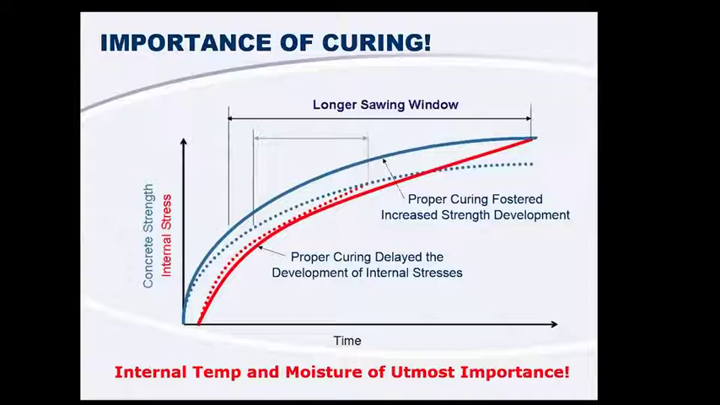So to illustrate what that does to your sawing window, when we're curing our concrete properly, what's actually going to happen is it's going to develop our strength faster. We're going to get better strength more quickly, and it's also going to delay the onset of those internal stresses. That hydration reaction is going to be going the way we want it to. That stress development is going to be delayed a little bit. So you can see how that sawing window is actually changed quite significantly when we have proper curing of our pavement.